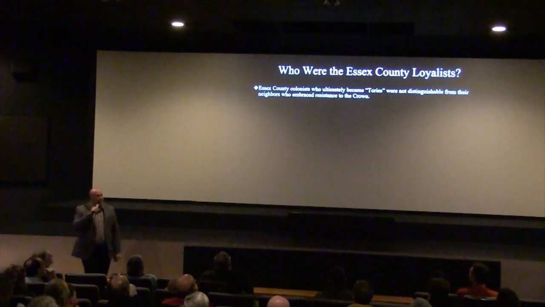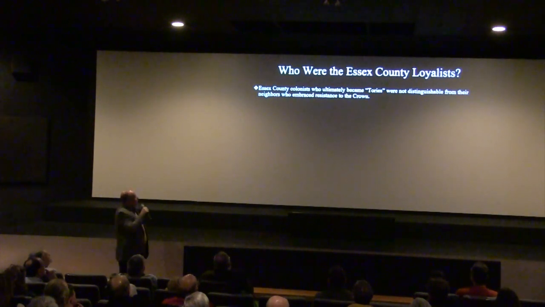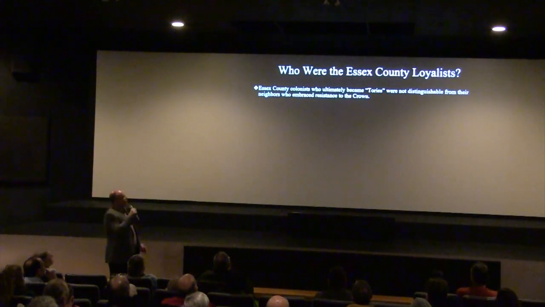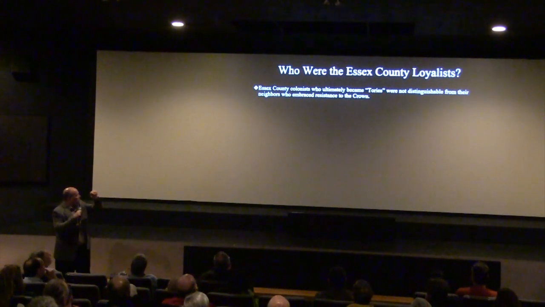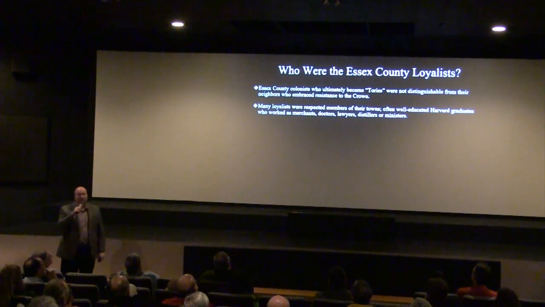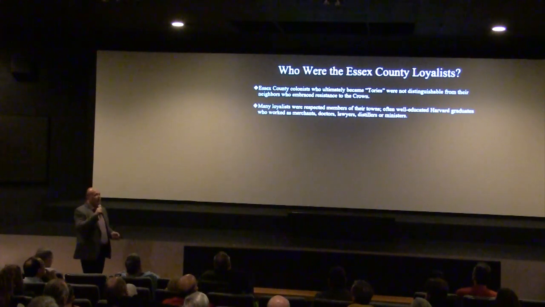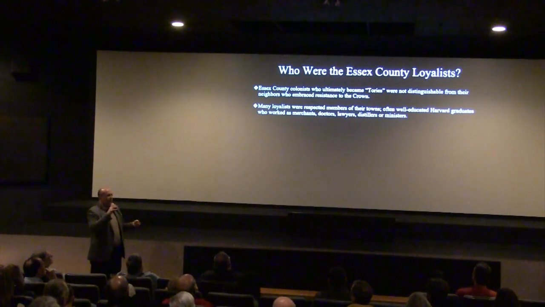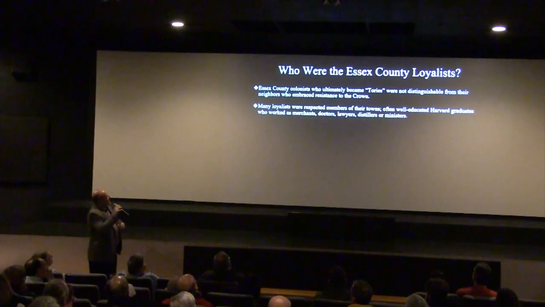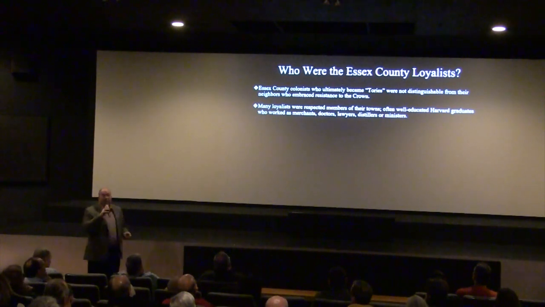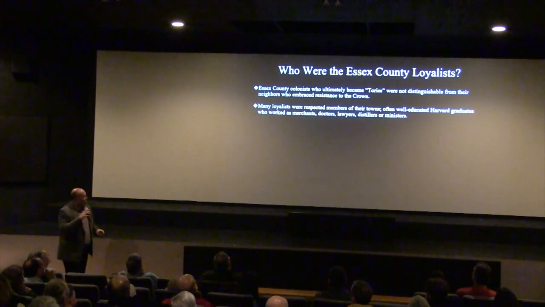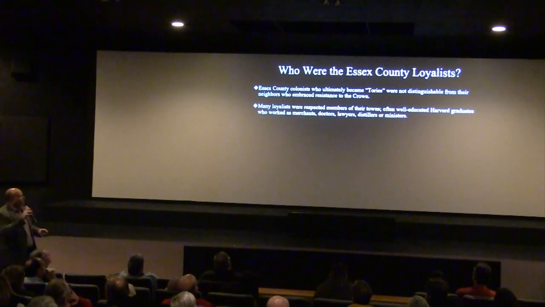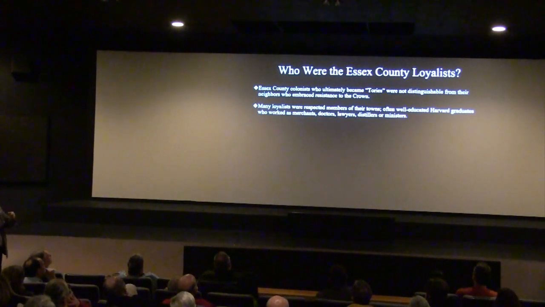So a little background about the loyalists. The colonists who eventually became Tories were not distinguishable from their neighbors, friends, or family. When you think of a loyalist, you think of somebody who's fairly well off, maybe a person in a position of power, perhaps a very wealthy merchant. And there were actually a lot of loyalists like that. They worked as merchants, doctors, lawyers, ministers, or distillers.